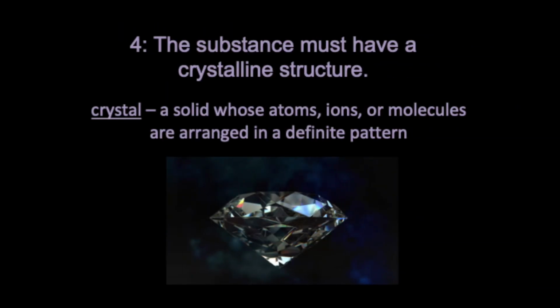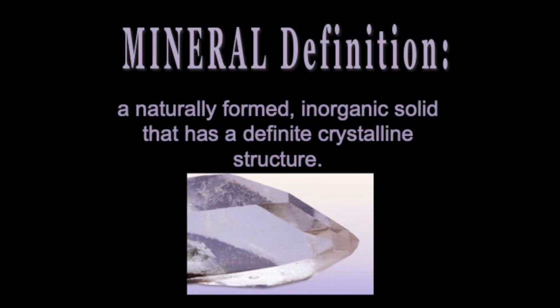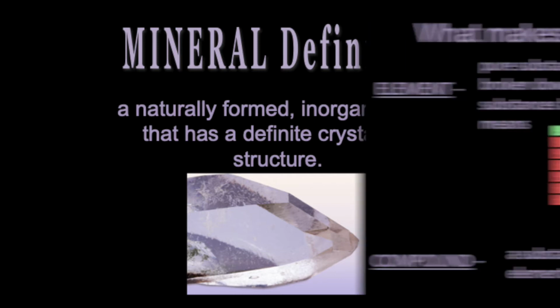And number 4, the substance must have a crystalline structure. A solid whose atoms, ions, or molecules are arranged in a definite pattern. So, a great definition for a mineral is a naturally formed, inorganic solid that has a definite crystalline structure.